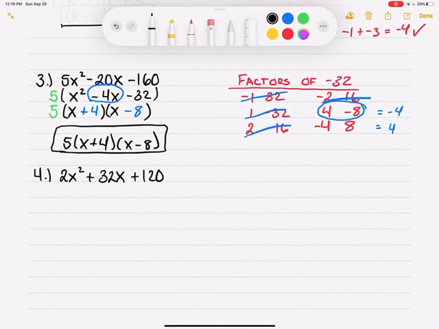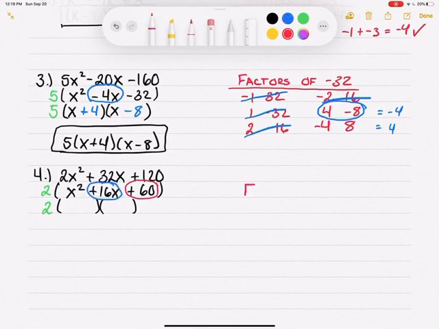In the last example, again, I have a number out in front, but if I look at the other two numbers, they're also divisible by 2, so 2 will be my GCF. When I take out 2, I'm left with x squared plus 16x plus 60. I know that when I'm done with this problem, my answer needs to fit inside two sets of binomials. What I'm looking at is the factors of positive 60 that add up to be positive 16.